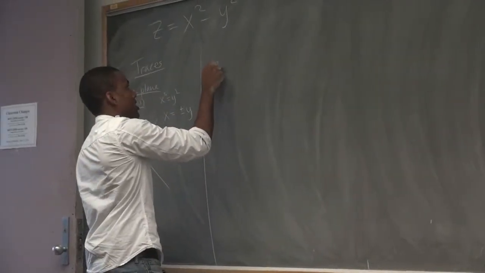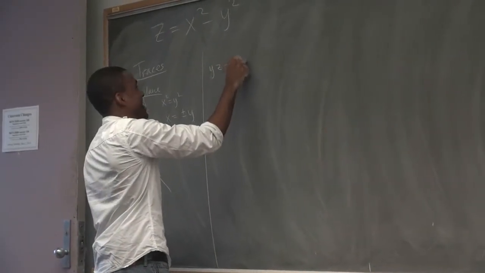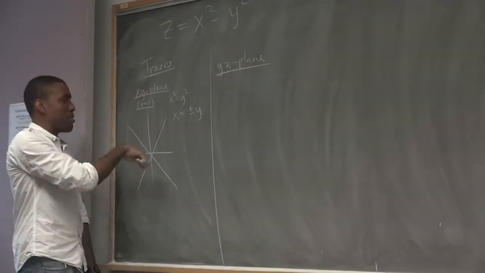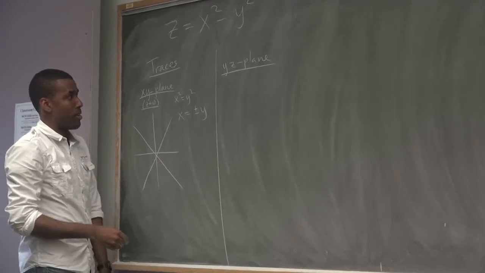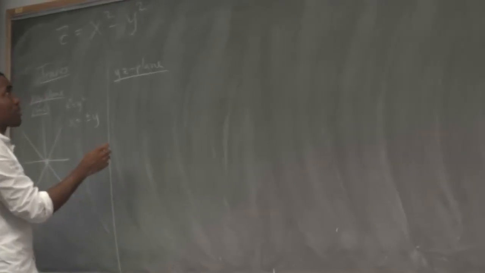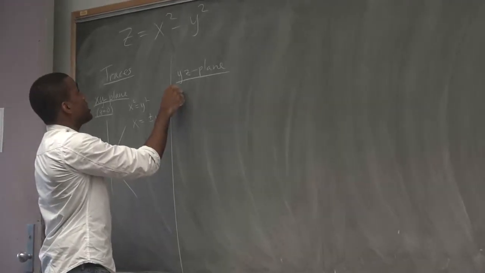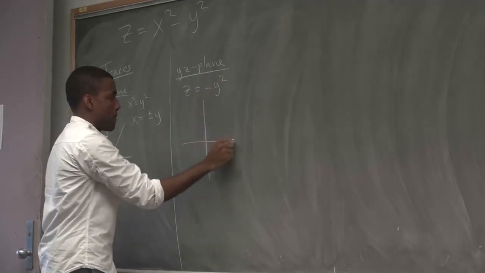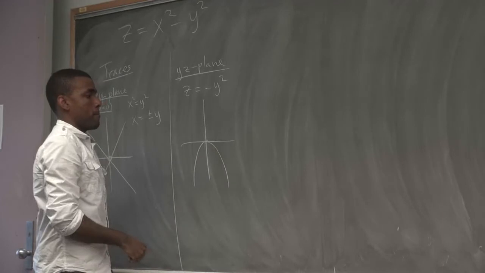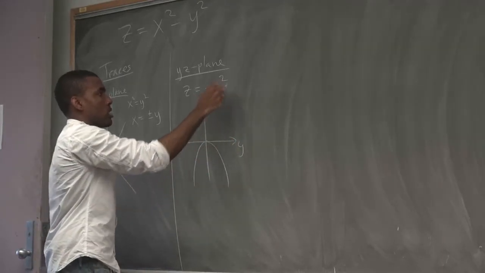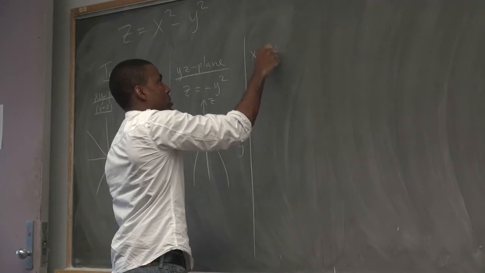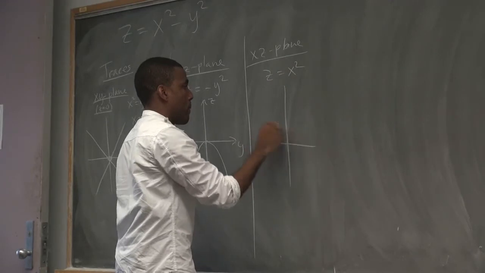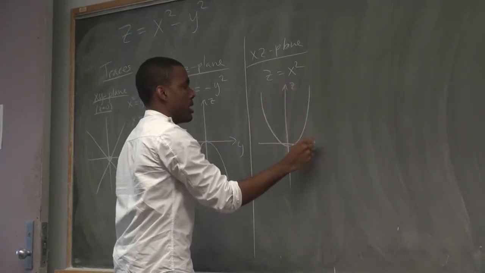Some people gave me the absolute value of x. That's half the answer, so of course they didn't get half credit for that. Let's say yz. What would it look like in yz? z is equal to minus y squared, if I make that the y and that the z. What if I looked in xz? Same thing, z would be x squared. It's also a parabola, opening up, if this is z and that is x.